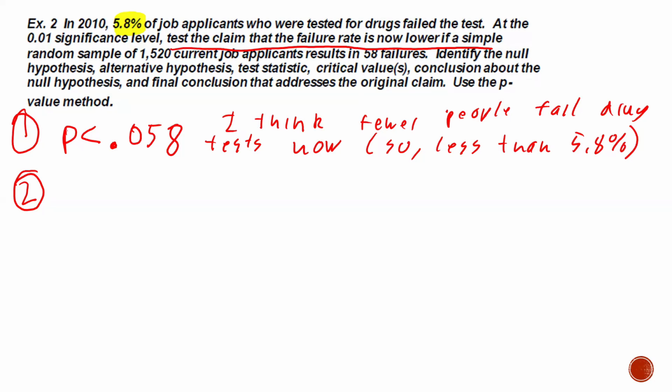Null hypothesis. Everybody always has what sort of sign in the null hypothesis? Equal sign. So we're making a claim about what? The proportion of people who use drugs. So the null hypothesis is going to involve what letter? P. The null hypothesis is going to be P is equal to 0.